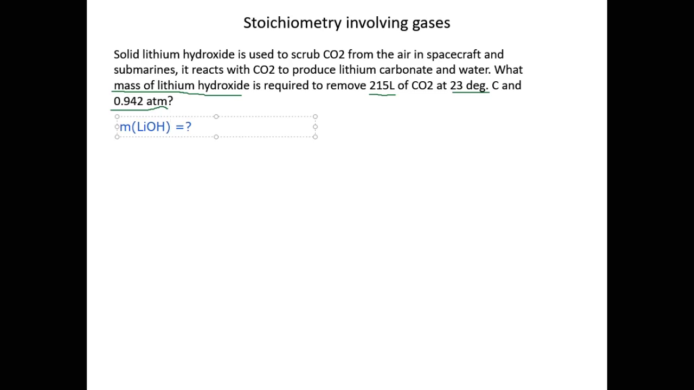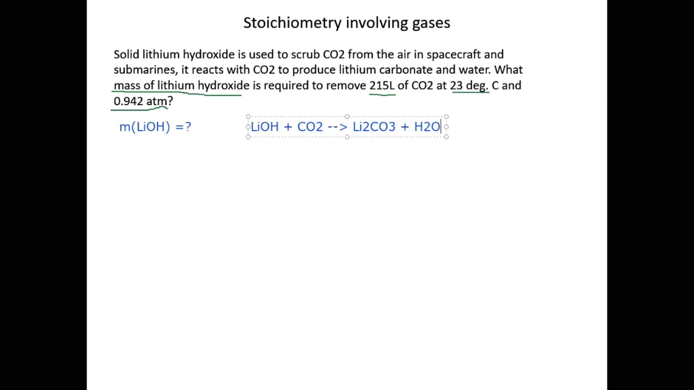Now with stoichiometry, we always need to start with a balanced chemical equation. So here we're starting with lithium hydroxide plus CO2 gives us lithium carbonate plus water. Anytime you do stoichiometry, you have to have a balanced chemical equation.